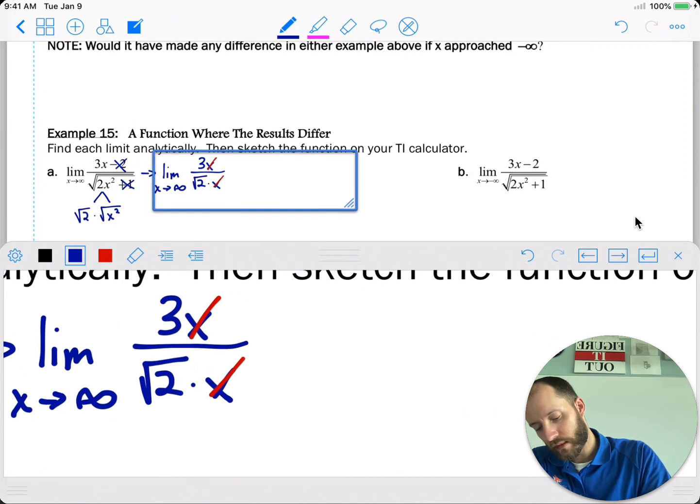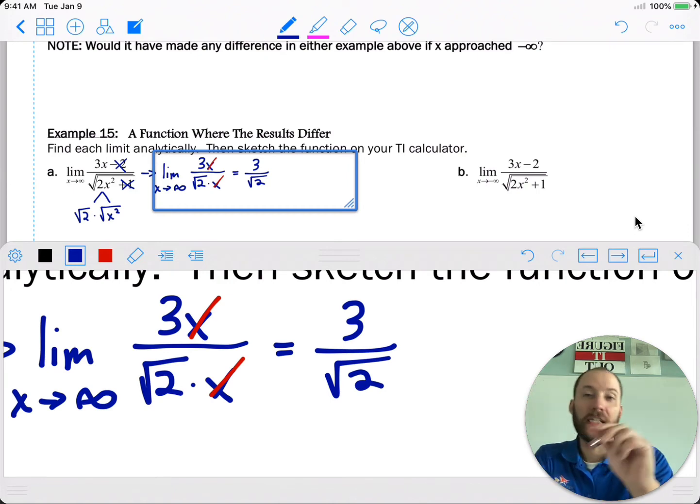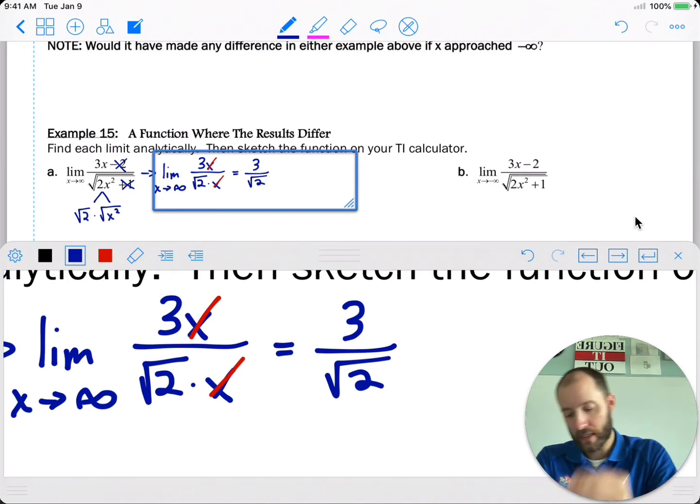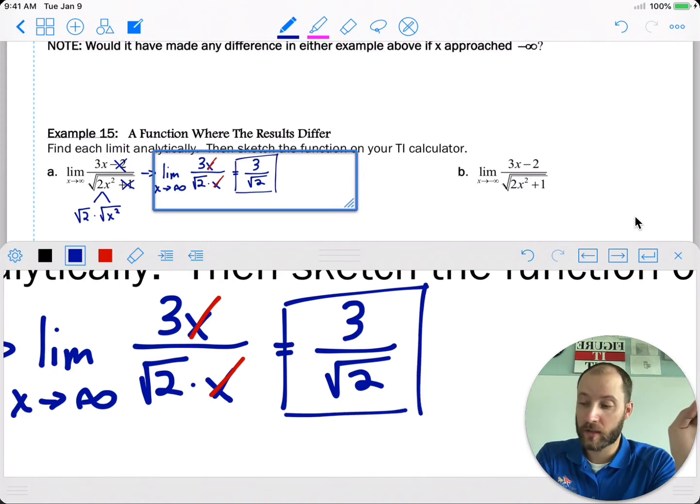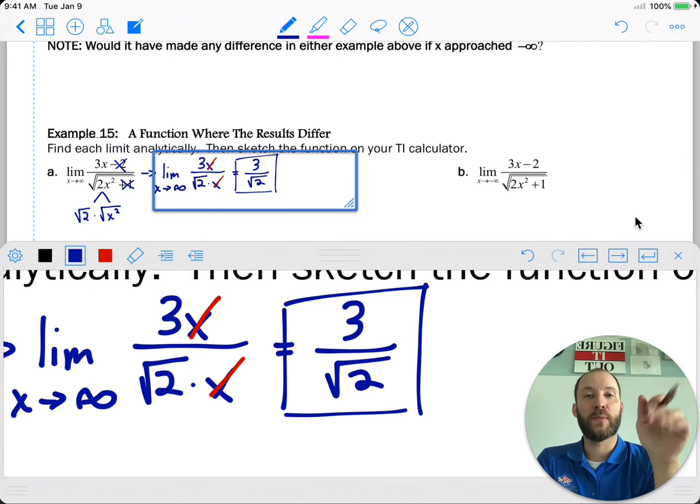And you're left with 3 over root 2. And here's the nice thing. On the AP exam, you don't have to rationalize fractions. So you can leave it as 3 over root 2. If you want to, go nuts. Just make sure you do it the right way. If you take a right answer and make it wrong through your work or simplification, you'll lose the points. So if you can leave it as a square root denominator, go ahead and do that.